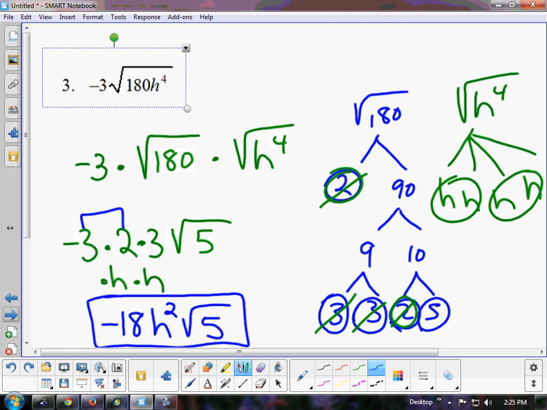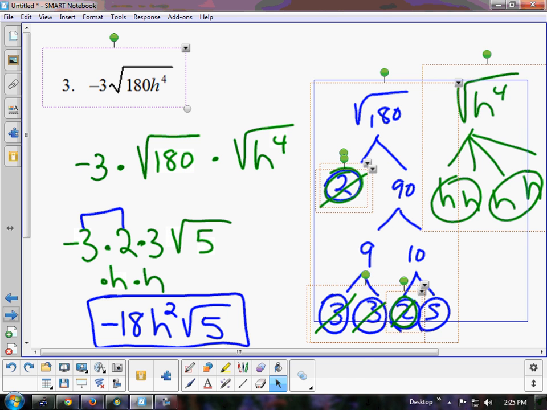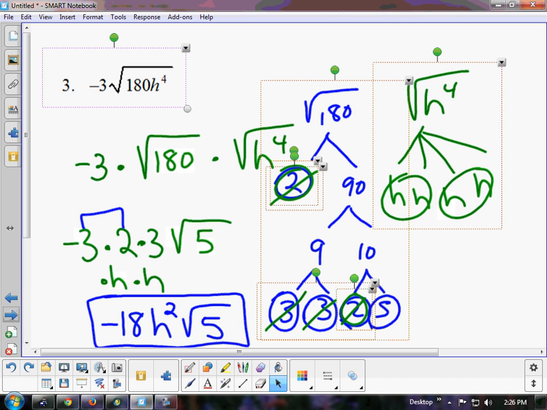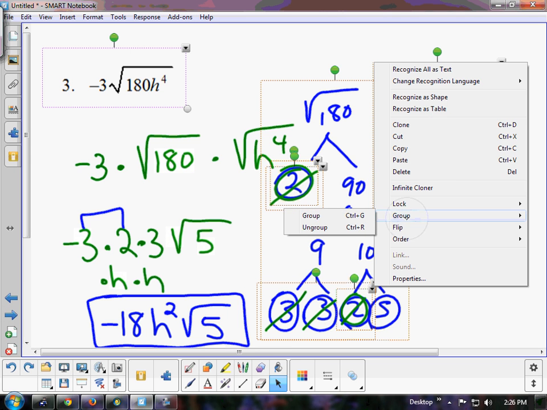If I were going to do the chart way, I would see that 36 goes into 180 5 times. It's not as difficult, but let me show you that way, just so you have another version to see.